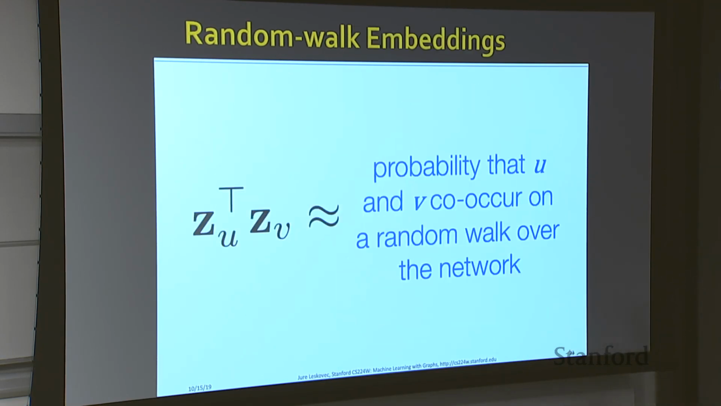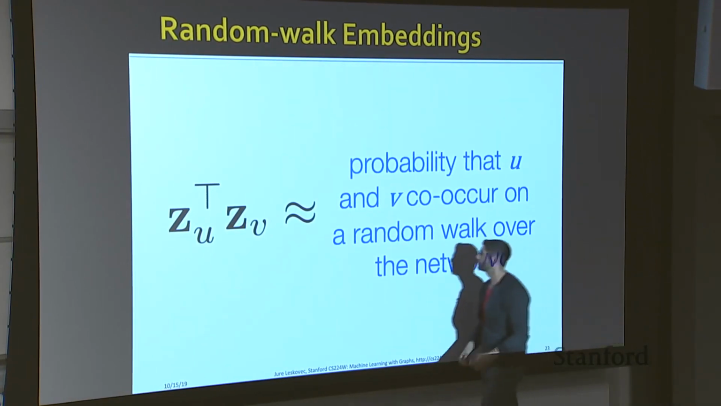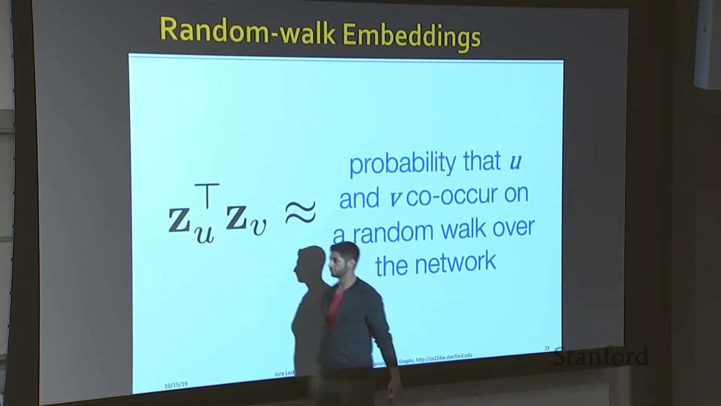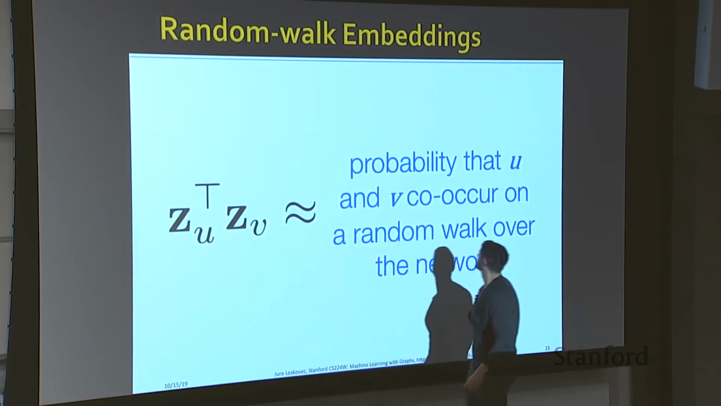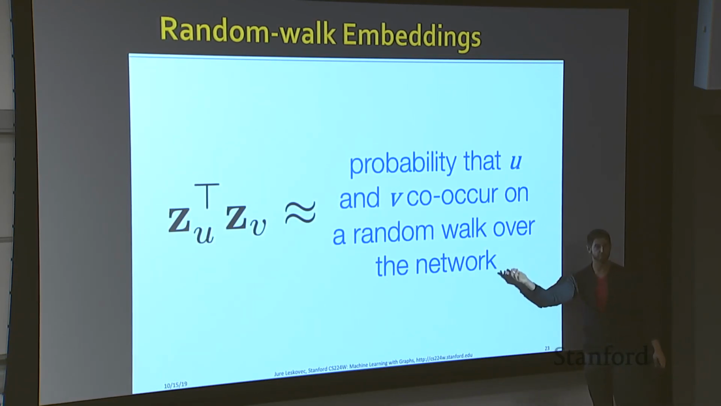Okay, so why do we care about generating embeddings through random walks? The reason is what we want to capture. Remember, this is our expression for finding the similarity between the vector representations of 2 nodes. What it should actually capture is the probability that u and v co-occur in a random walk over the network. It's a very elegant and simple definition. Basically, if 2 embeddings are close to each other, then we expect with high probability that a random walk will traverse over them at the same time.